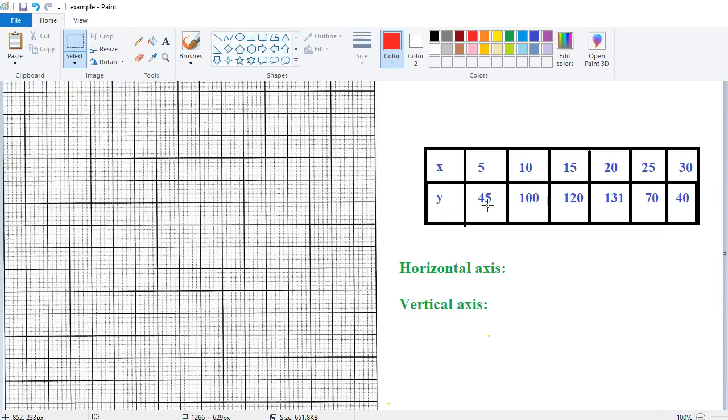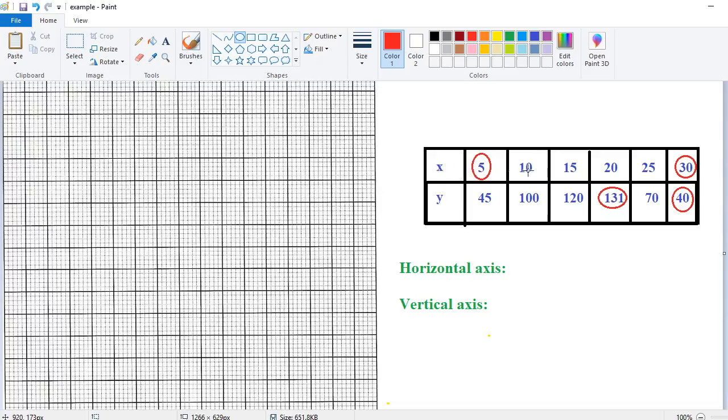Okay, so here's our third example. Now, in this third example, again, you want to identify your maximum and your minimum values on both axes. So on my x, my minimum is 5 and my maximum is 30. On my y, my minimum is 40 and my maximum is 131. Now, if your values are not in order, please make sure to check through your data, right? So you identify your points correctly.